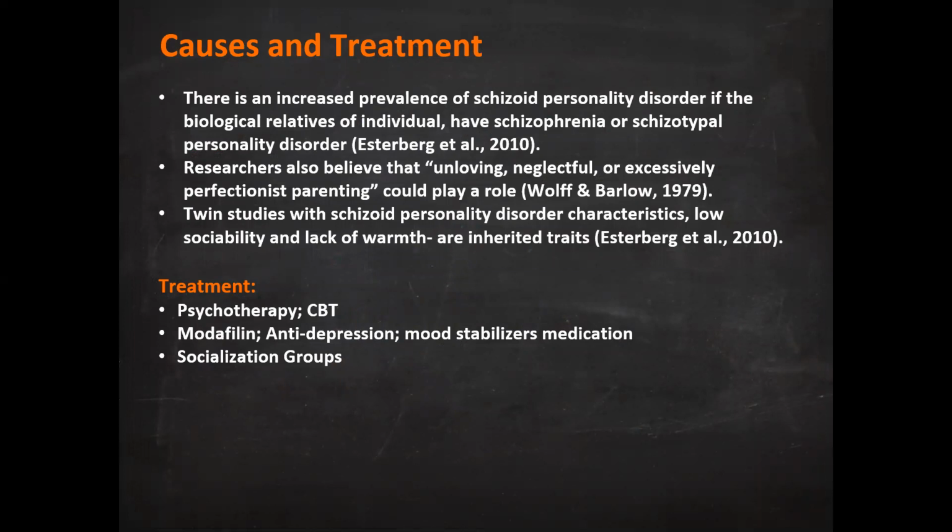There is an increased prevalence of schizoid personality disorder if the biological relatives of the individual have schizophrenia or schizotypal personality disorder. Researchers also believe that unloving, neglectful, and excessively perfectionist parenting could play a role. Twin studies with schizoid personality disorder characteristics, low sociability, and lack of warmth show that those traits are inherited. The treatment for schizoid personality disorder consists of psychotherapy, CBT, medications such as antidepressants, mood stabilizers, as well as group counseling.